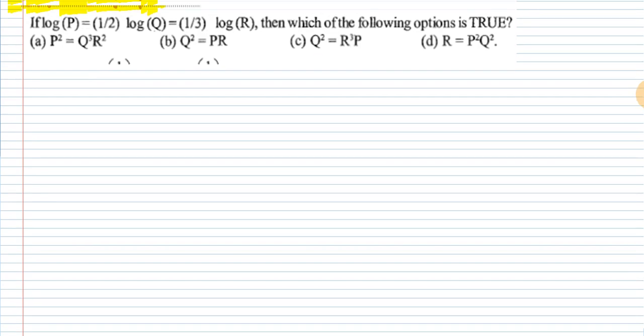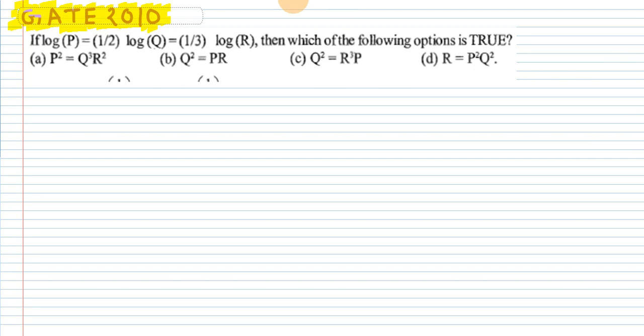The next question is on the logarithm function. It says, if log p equals 1 by 2 log q equals 1 by 3 log r, then which of the following options is true? Here 4 options are given, and we have to look at which option will be true.